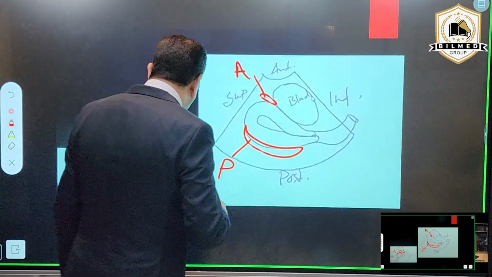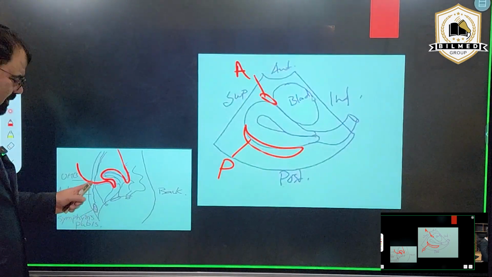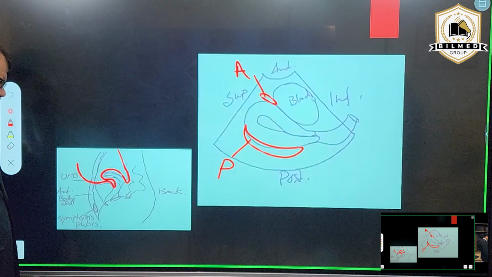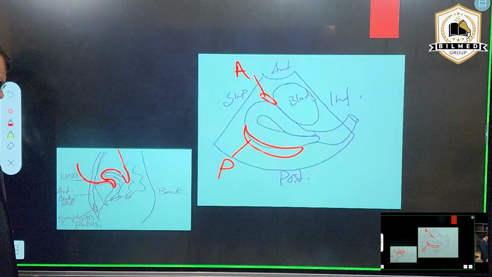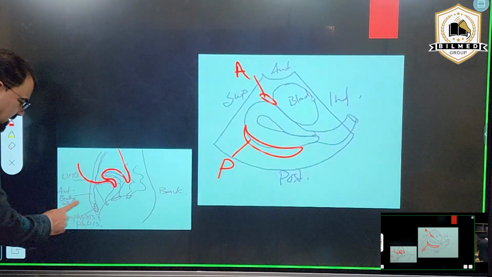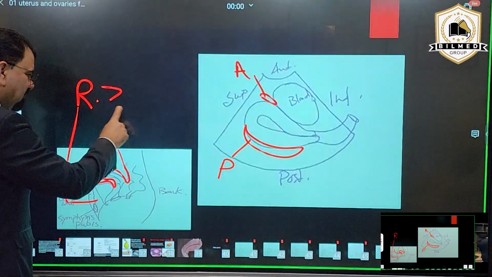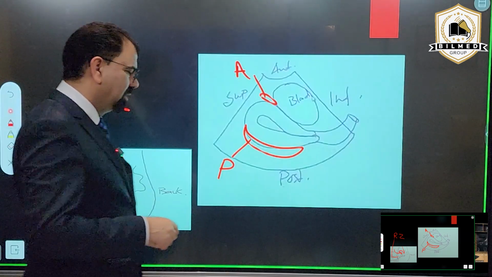Where is the space of Retzius? It's the retropubic space, sir. Yes. So this is the space of Retzius.